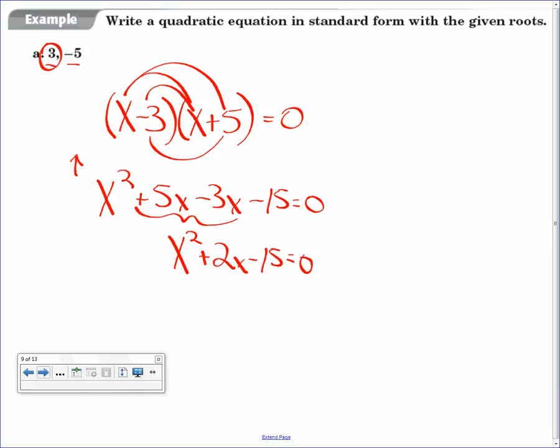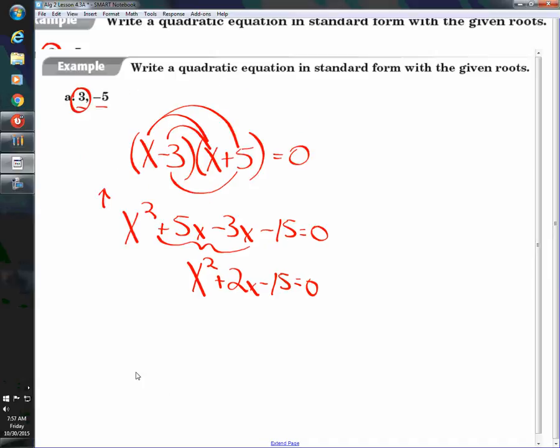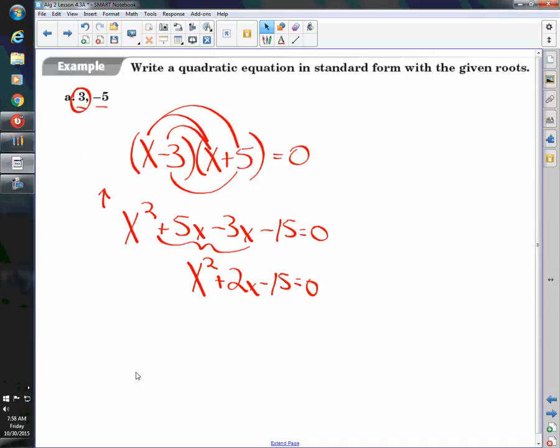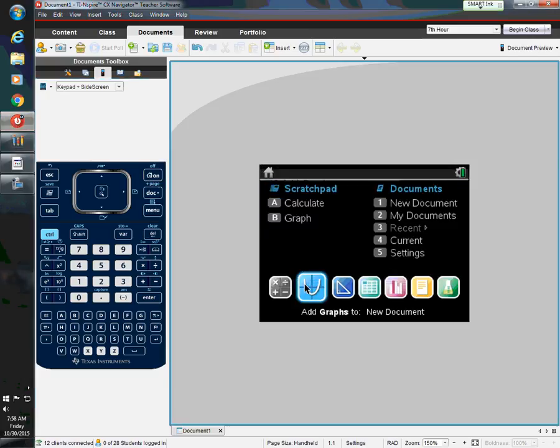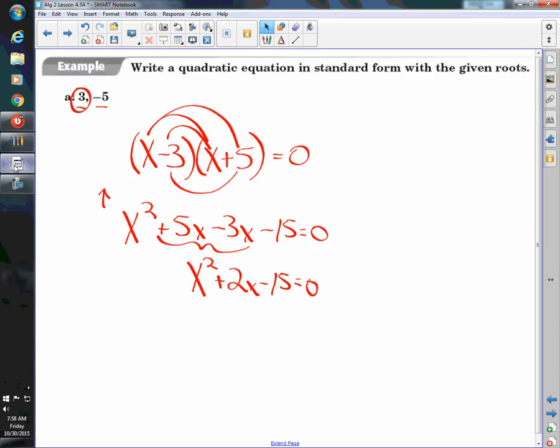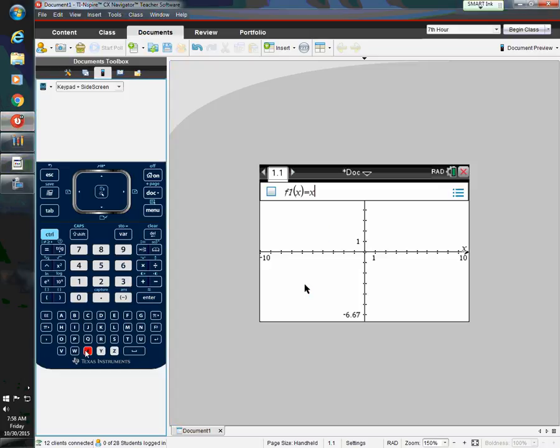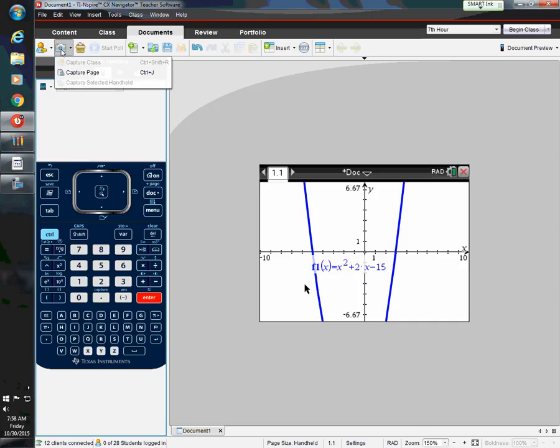Now, going back to yesterday's lesson, let's take a look at that on the calculator. I have x squared plus 2x minus 15. Go to our calculator screen. Okay, refresh my memory again. X squared plus 2x minus 15. Now, as you can see, I'll copy this back over to our main screen.